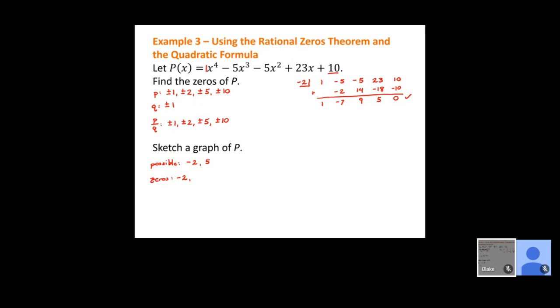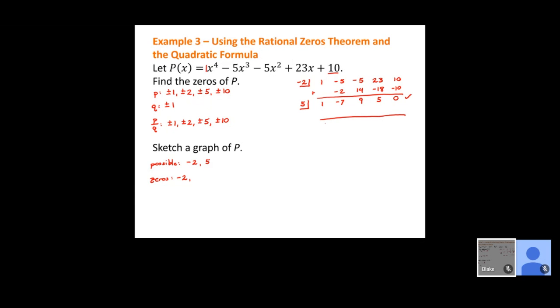So what I'm going to do now is I'm going to go with my 5, but rather than going back to the original list of coefficients, I'm going to continue from right here. Because if 5 is a 0 of the original polynomial, it should also be a 0 of whatever polynomial we're left with here. I'm just going to work with these coefficients now rather than going back to the original.